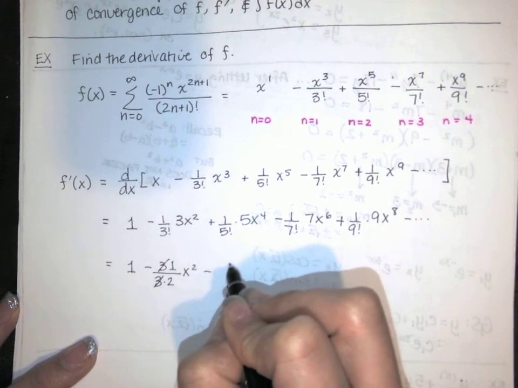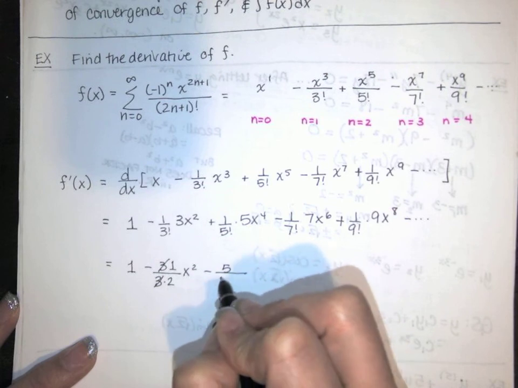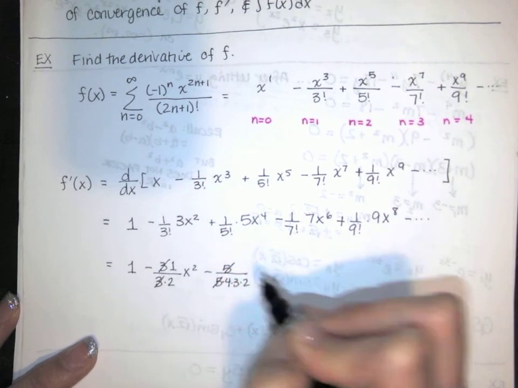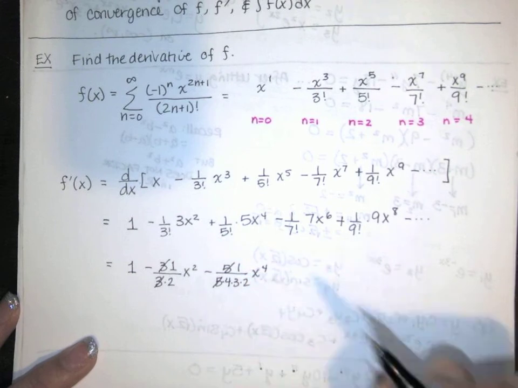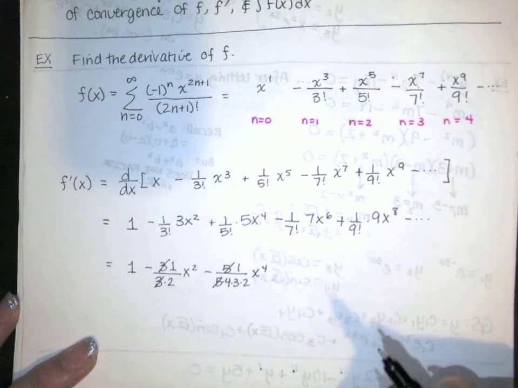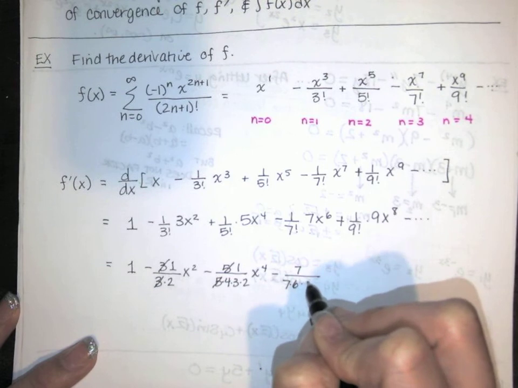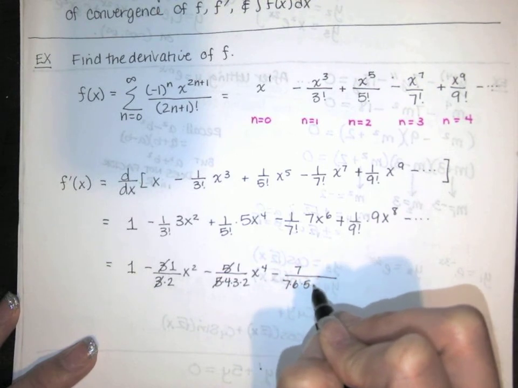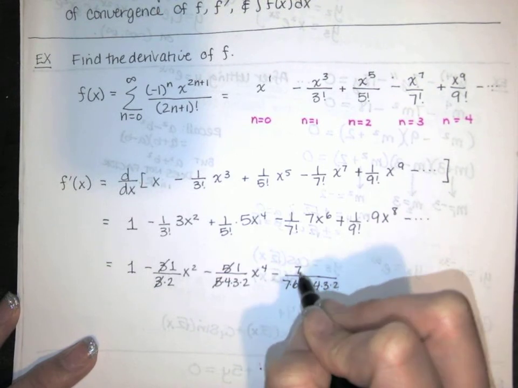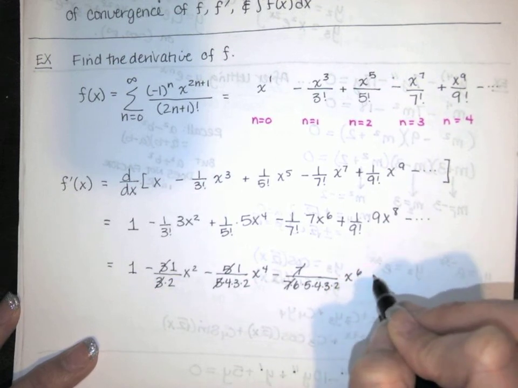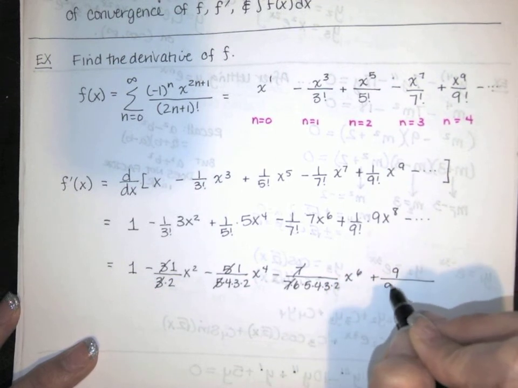Or over here, you've got a 5 over 5 factorial. You see the 5's reduce? And so you've got a 4 factorial left. And the same is true with the 7 and the 7 factorial. The 7's reduce. And you've got a 6 factorial left. It's kind of an interesting pattern, isn't it?